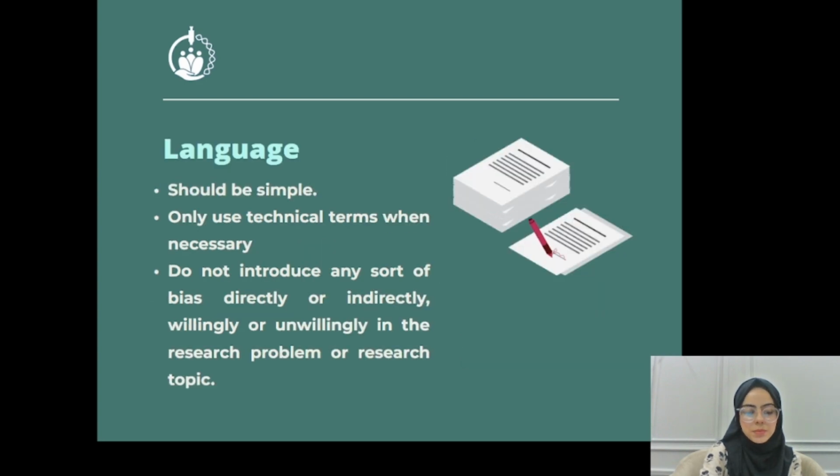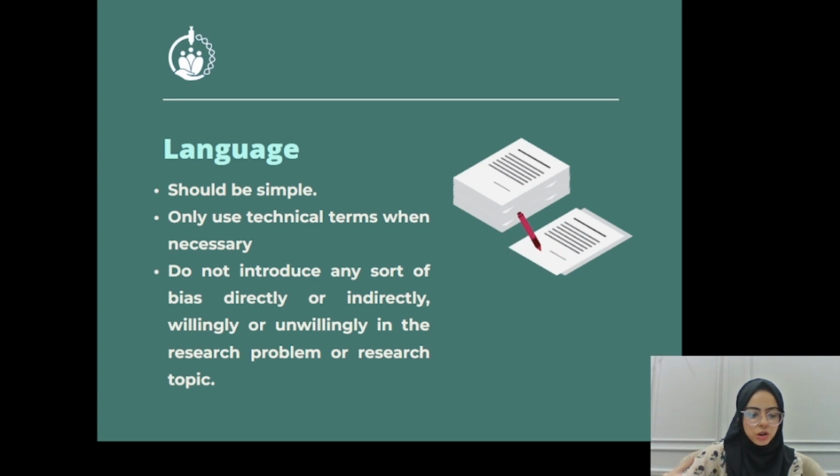Language, again, plays a very crucial role in shaping how we communicate our research topics, right? So again, it is very essential to use a language that is clear, that is simple, that is free from bias. So first and foremost, we need to aim for simplicity in language, use plain language that is easily understood by a broad audience. We need to make sure that we're not alienating the readers by adding any unnecessary complexity or technical jargon.